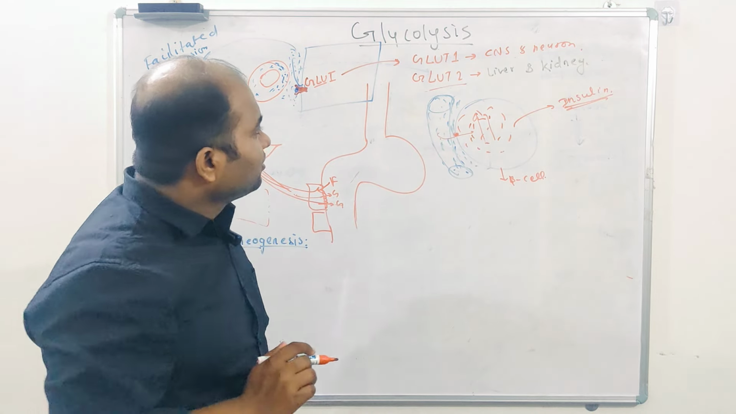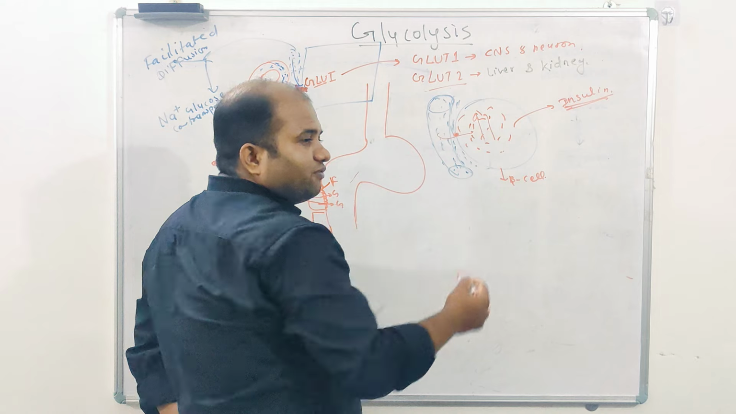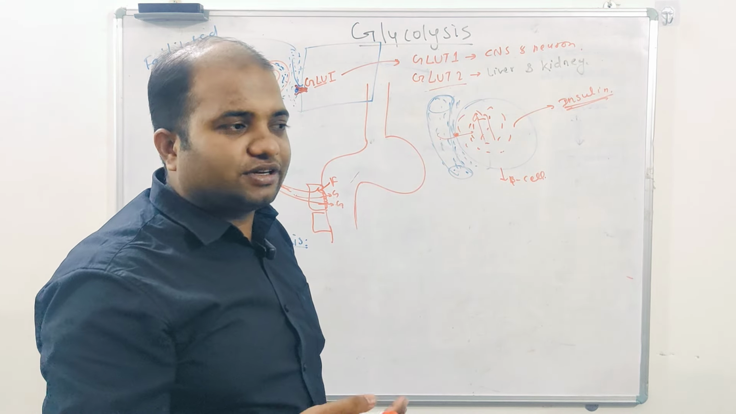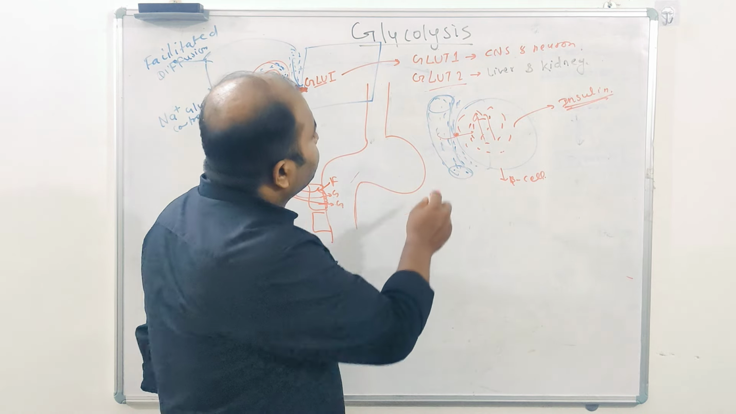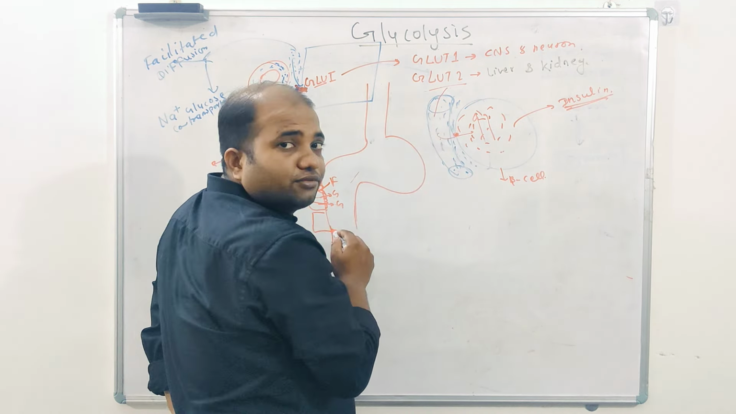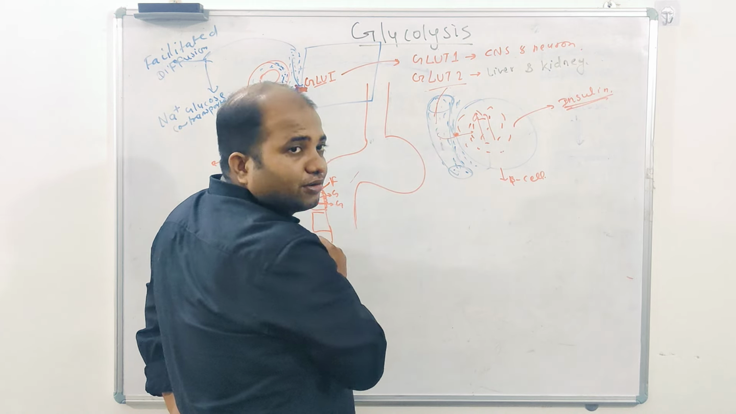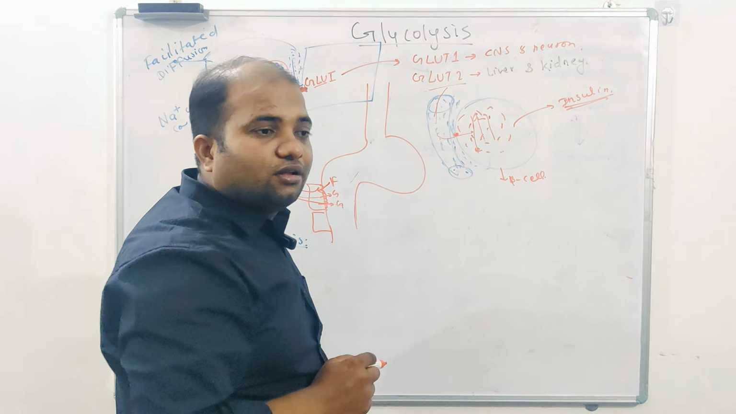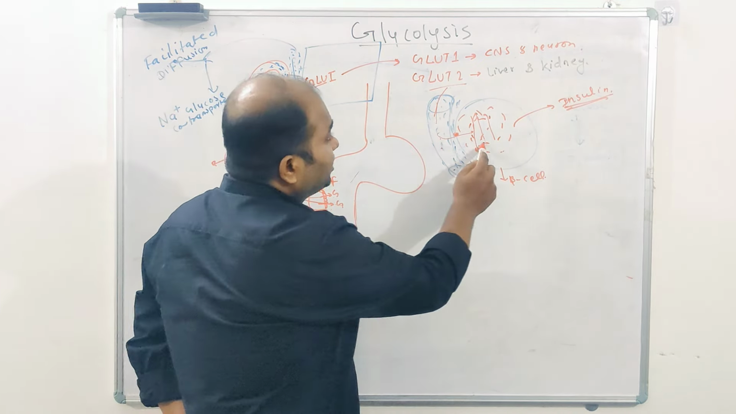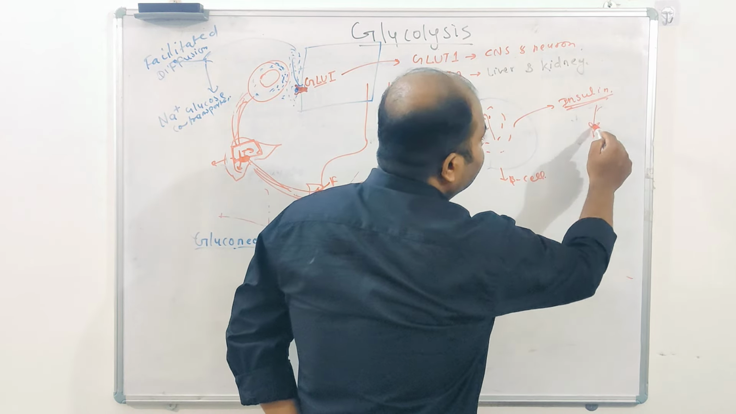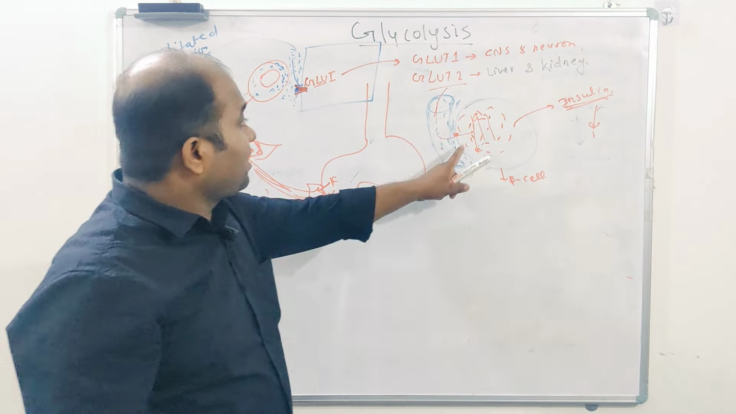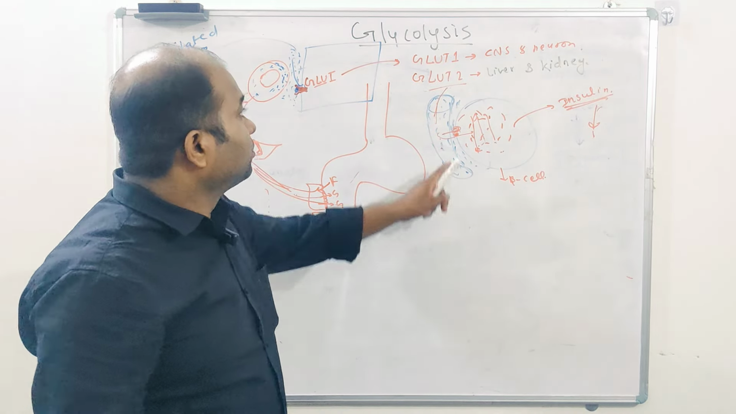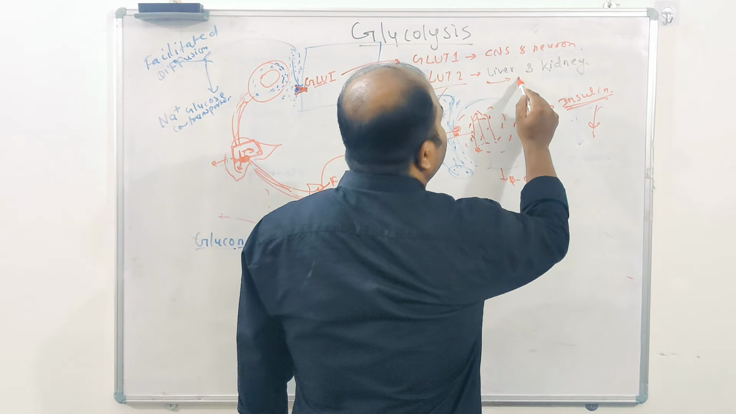Let's assume you have eaten, and after 10 hours you are in the fasting stage, so your blood glucose level will go down. So this will also go down. Once this goes down, insulin production will decrease. So this should have a two-way transporter. That's why GLUT2 is also present in the beta cells of the pancreas.